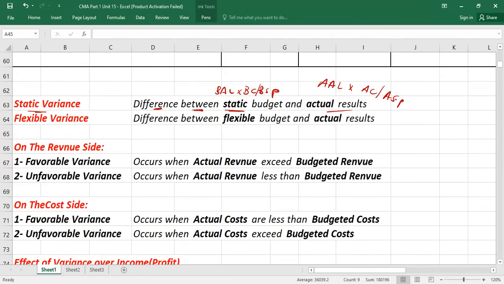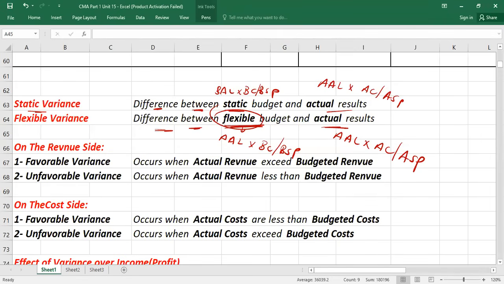But what is flexible variance? It is the difference between flexible budget and actual results. What is a flexible budget? I told you, you take actual activity level into budgeted cost or budgeted selling price. But actual results is what? It is the actual activity level into actual cost or actual selling price. This is flexible variance. If the question is silent, mostly in exams you have to calculate flexible variance. Understood? I'll explain what to do, but we have to learn flexible variance. The static way, I told you how you will get it.